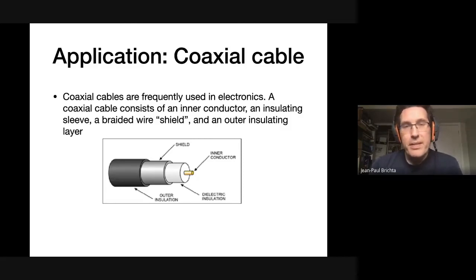So basically, this is one of these applications. And again, if we can apply Ampere's law to this thing, then we could actually work out what the magnetic field would be. What do you think? Where might we want to care about the magnetic field being generated?